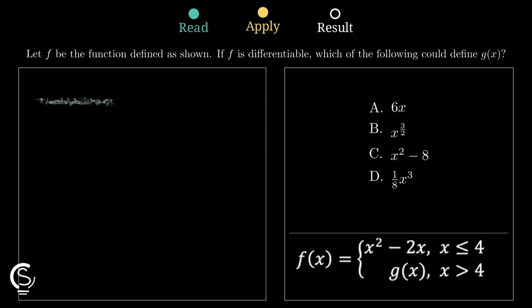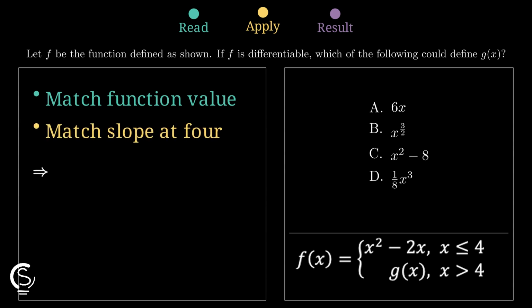Next, check the slope at x equals 4, because differentiable also means no sharp corner there, so the derivative from the graph must match g prime at that same point. When you compare both conditions, only one rule fits the value and the slope together, and that candidate is 1/8 x cubed.